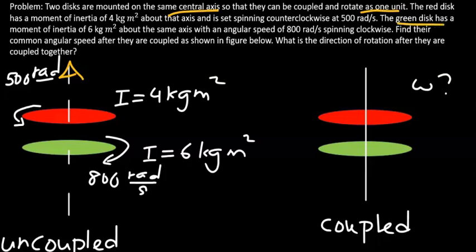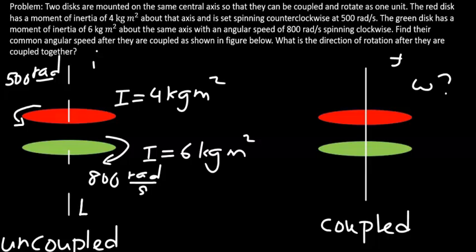The green disk has a moment of inertia of 6 kg·m², that's this one, about the same axis, with an angular speed of 800 radian/second spinning clockwise when viewed from the top. Find their common angular speed after they are coupled, like in this diagram. What is the direction of rotation after they are coupled together? So this is the initial state and that is the final state.